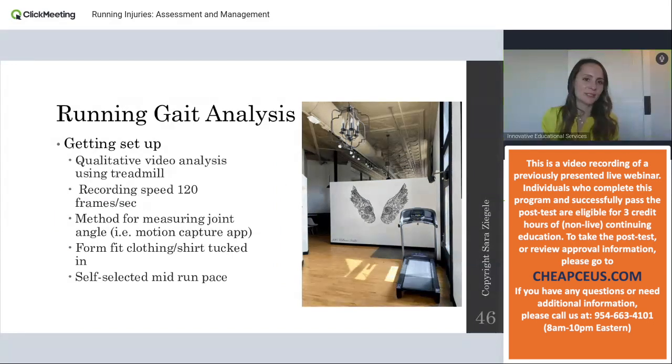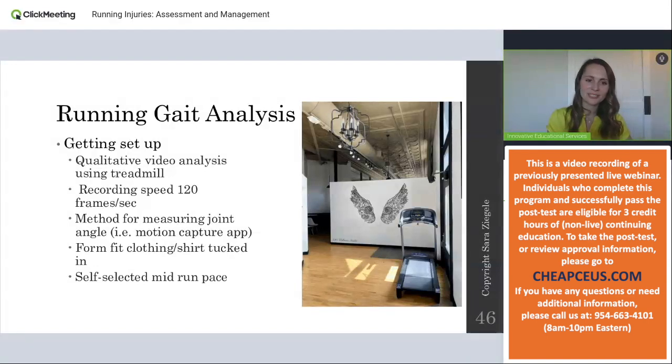So then to hop into the gait analysis portion of it, this is a picture of my current runner's clinic set up here. You're going to do a qualitative video analysis most of the time. All you really need is a recording device, which now can be a tablet. It can even be a phone. As long as it's 120 frames per second, which I don't even know if they make devices less than that anymore, you should have what you need. And then you'll want some version of measuring joint angles. So you can use a motion capture app.